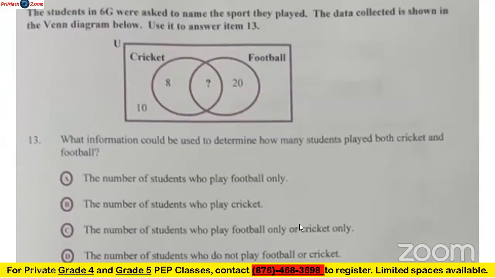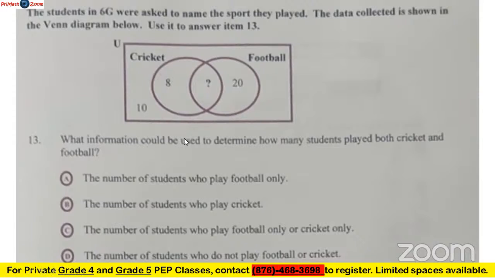The students in 6G were asked to name the sport they played. The data collected is shown in the Venn diagram below. Use it to answer item 13. In this Venn diagram, we have a universal set showing the people who played cricket, the ones who played football, and the ones who played neither. What information could be used to determine how many students played both cricket and football?